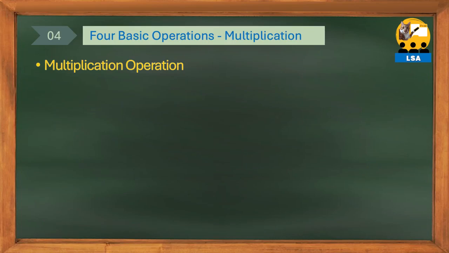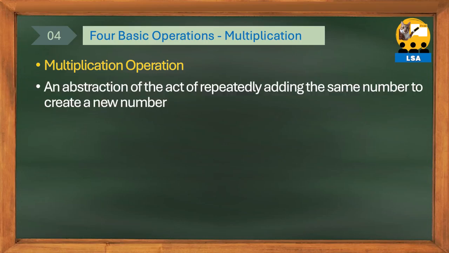This time, let's look at the multiplication operation. Multiplication is the abstraction of the entire act of repeatedly adding the same number to create a new number. Multiplication is the repeated addition of the same number. Please keep this meaning of repeated addition of the same number in mind.